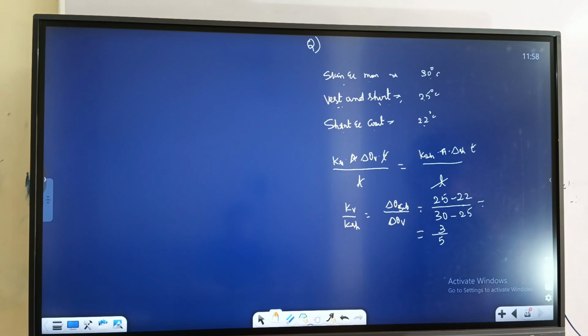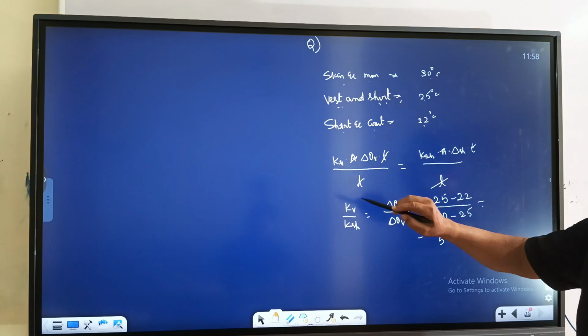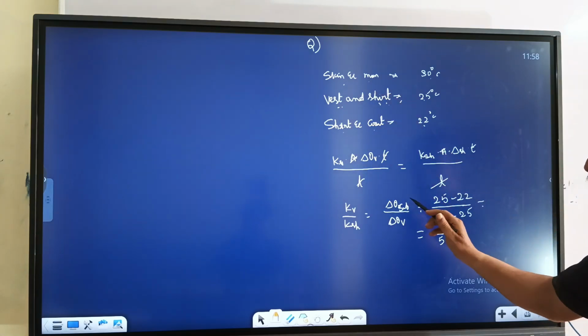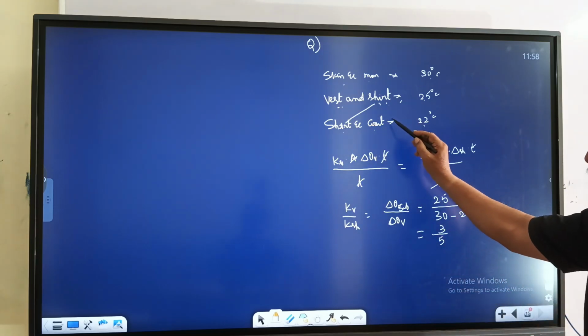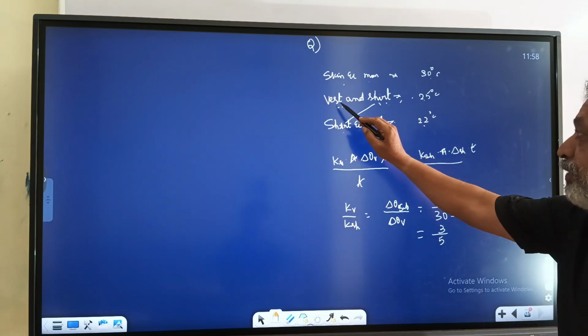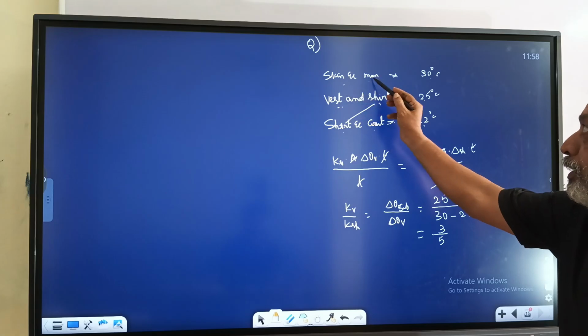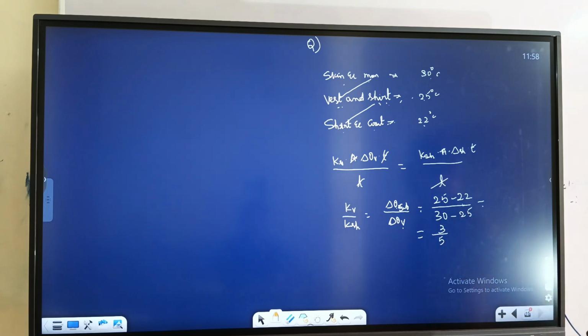Understood? The temperature difference of the shirt, then the third, this minus this. Next, the vest, where is the vest? The vest is sleeveless, on the man. That temperature. Right? Shirt, vest. Understood? That's all. Now go to the next problem.